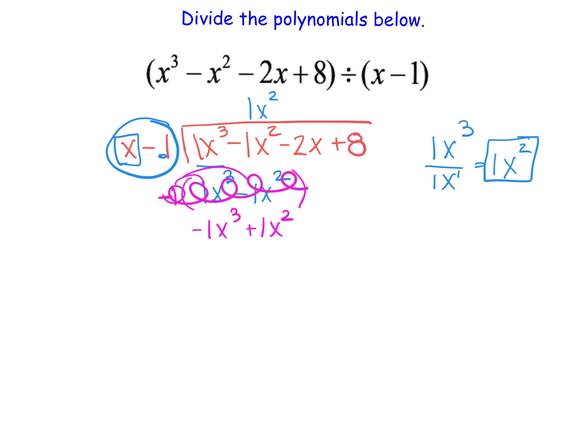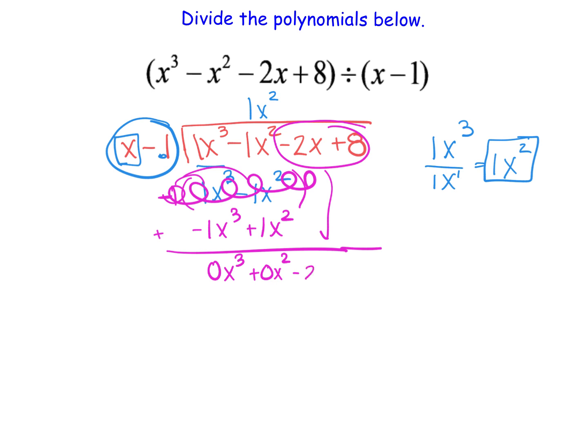So now I can simply add straight down. I notice that 1x cubed and negative 1x cubed give me 0x cubed, so my x cubes are gone. Negative 1x squared plus 1x squared gives me 0x squared, so my x squareds are now gone. These last two terms have nothing to be added with them, so they just transfer straight on down. You'll notice in that particular problem, we were able to eliminate two terms at once. That doesn't always happen, but it's really nice when it does.